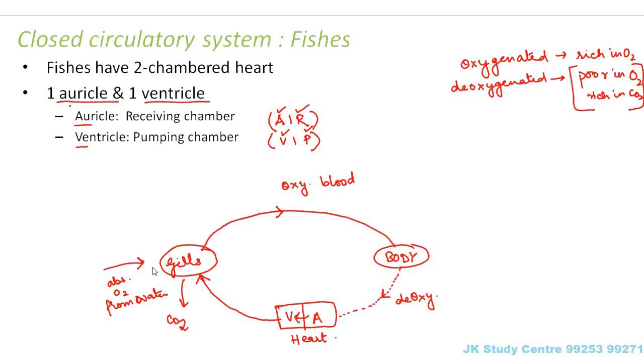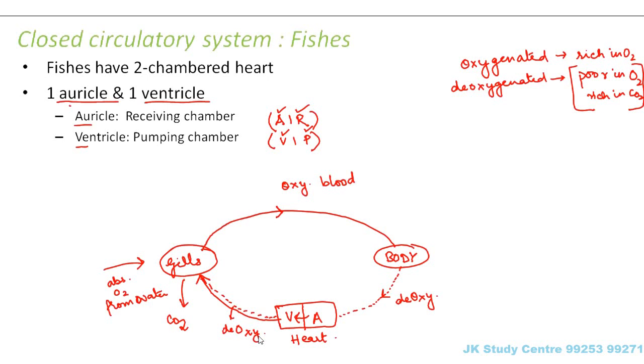oxygenated blood. So in one way, you can think of it like this, that gills are the organs which are actually converting deoxygenated blood into oxygenated blood. If you see here, deoxygenated blood is entering into the gills and oxygenated blood is coming out of the gills, right? I'm sorry, this should have been a dotted line. This is a dotted line. By mistake, I drew it a straight line. This is actually deoxygenated blood, right? So this is how the blood circulation takes place in case of fishes.